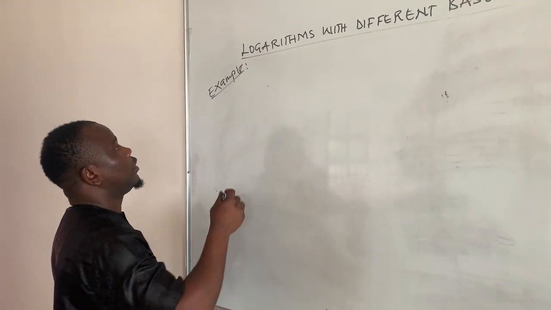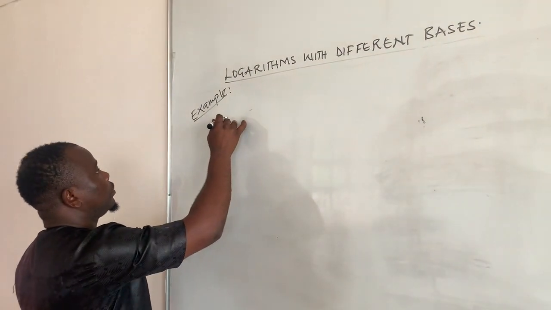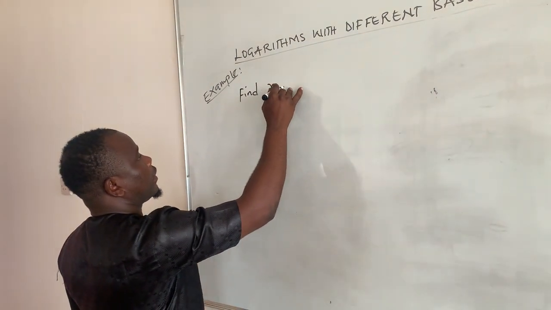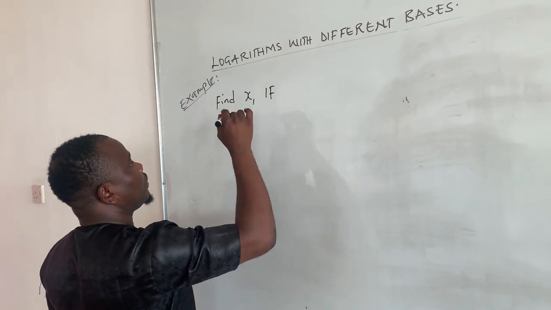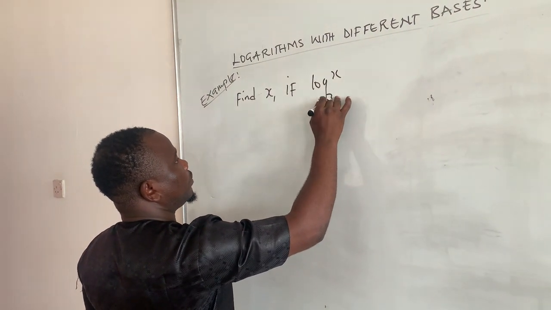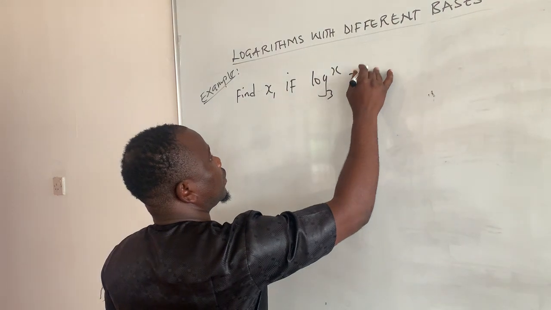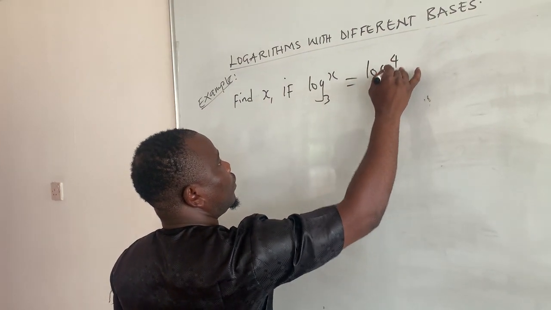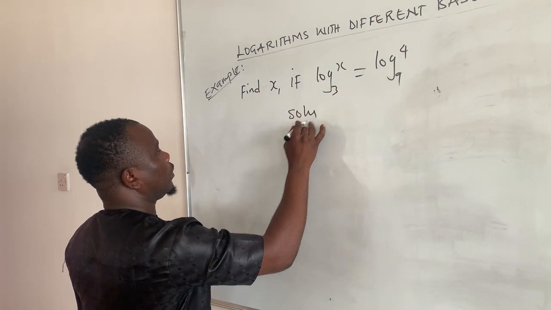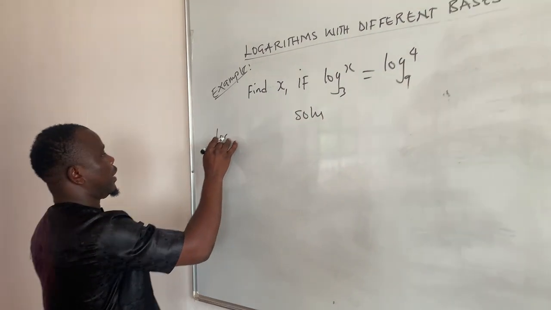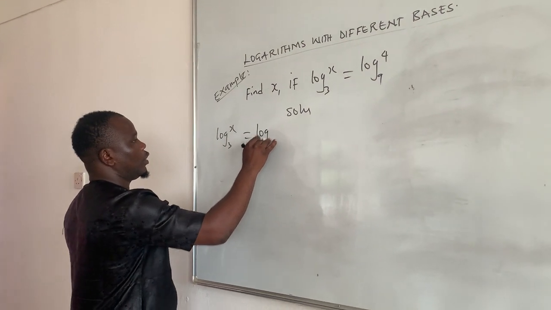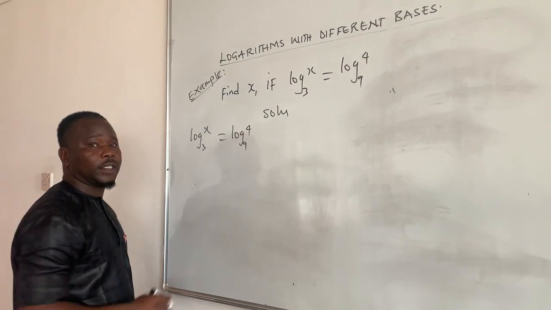Example. Let's look at one example. Find x if log x base 3 is equal to log 4 base 9. Solution. Log x base 3 is equal to log 4 base 9.